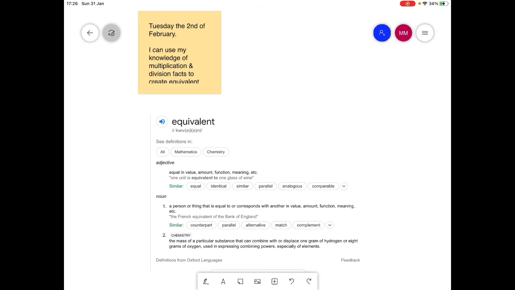So first of all, let's think about that word equivalent. Have you heard that word before? Could you turn to somebody at home, if possible, and explain to them what you think the word equivalent means? The word equivalent means equal to. If something has an equal value or an equal amount. So when we're looking for equivalent fractions, we're looking for fractions that have an equal amount.